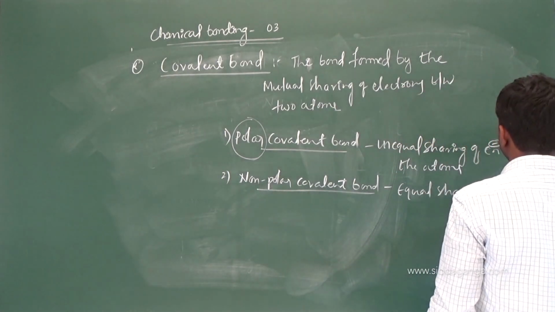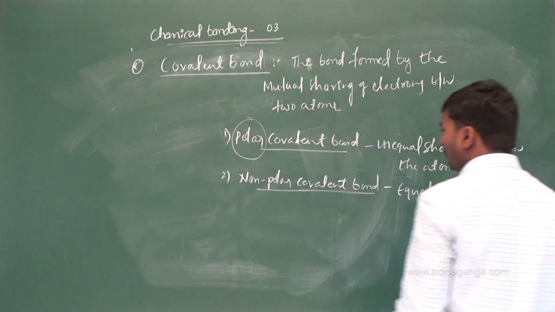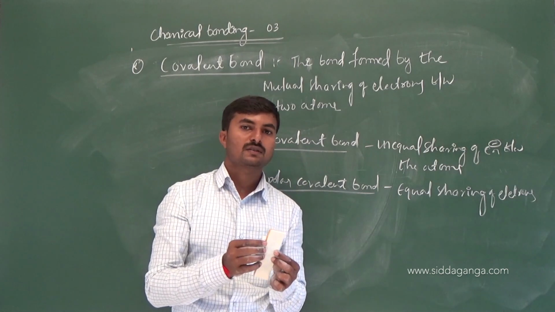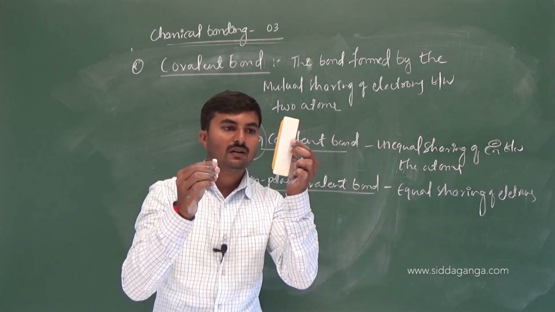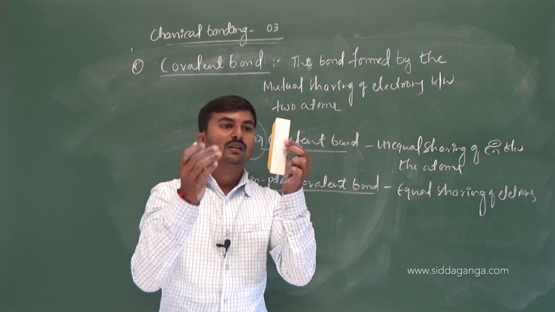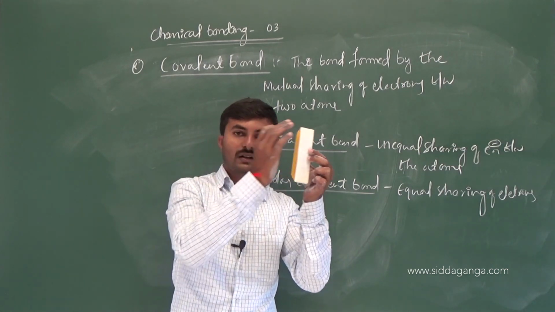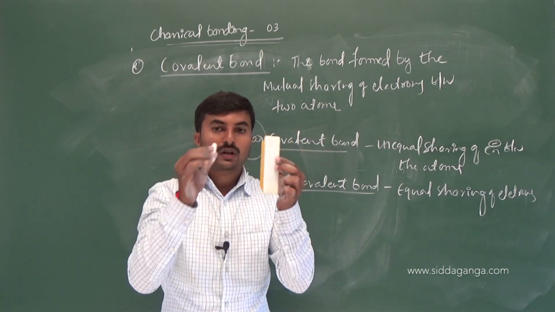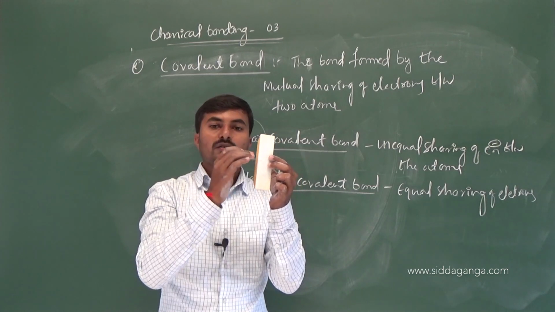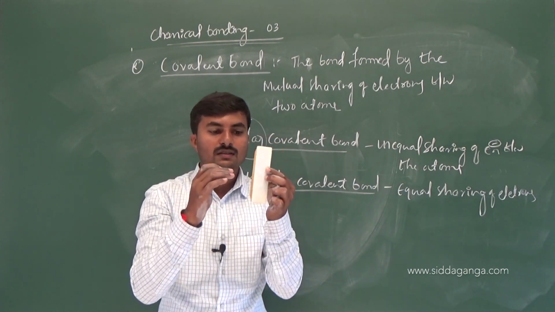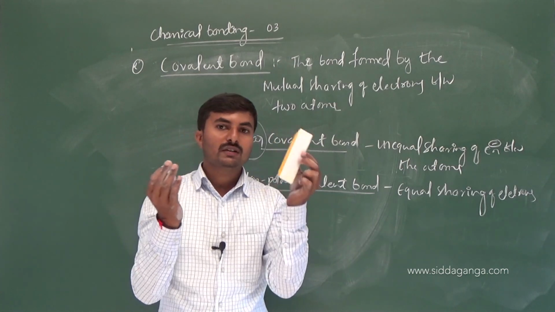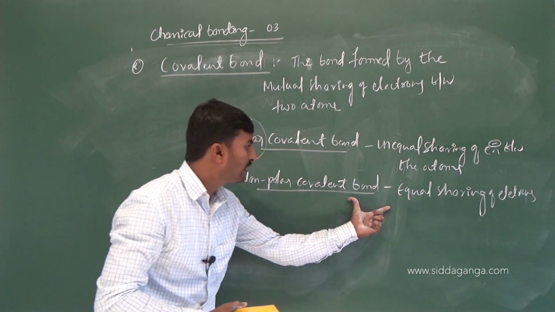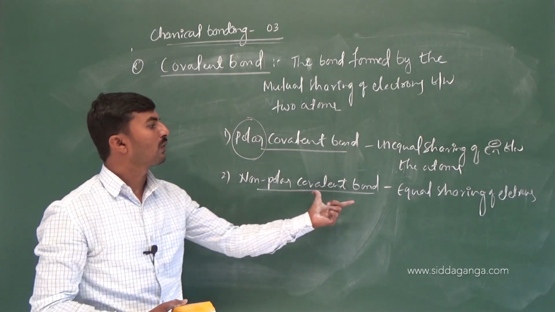Equal sharing of electrons happens if both the atoms possess the same electronegativity. Here, if both the atoms have the same electronegativity, then the electron density remains as it is. It does not move towards either of the atoms. In such cases the resulting covalent bond is called a non-polar covalent bond.